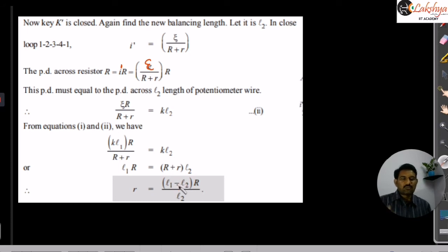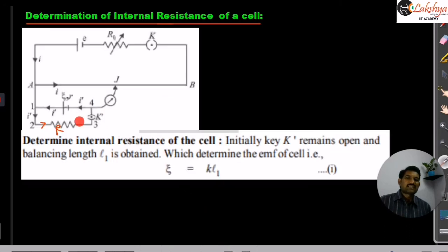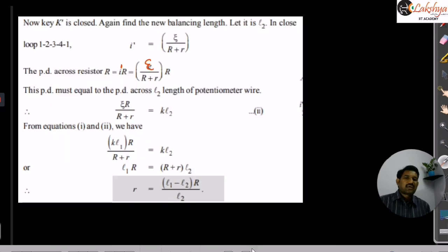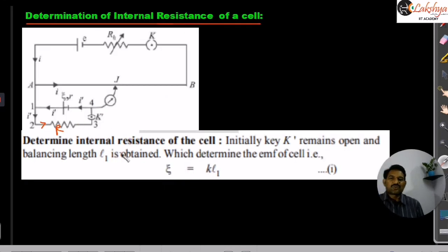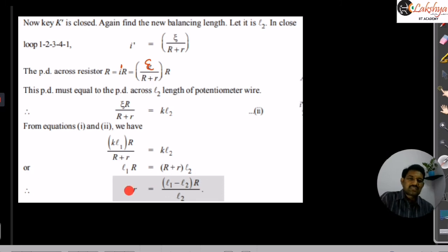Note this clearly: L1 is the balancing length before connecting the resistance, and L2 is the balancing length after connecting the resistance. And an important thing here is that L1 does not depend on the resistance R, however much resistance you are connecting. And the internal resistance of the cell, small r, if you are changing the capital R value, that means the resistance connected across the cell, is there any change in the internal resistance of this cell?